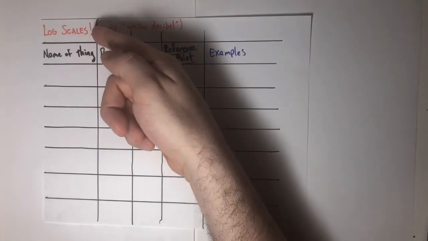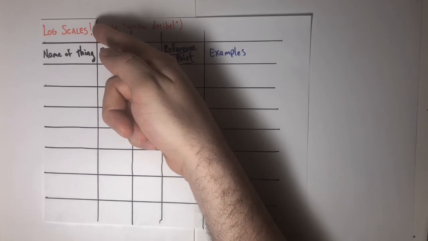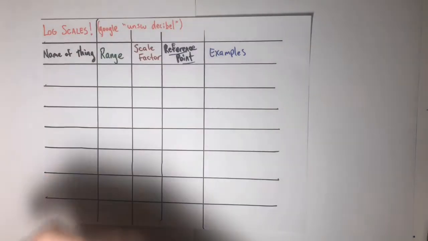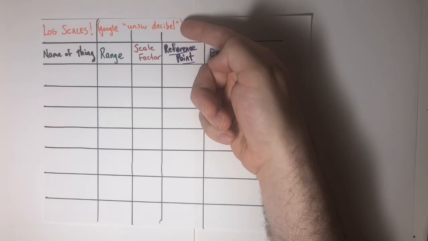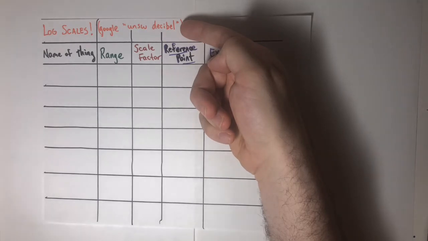The main thing to know about log scales is that they're suited to the fact that humans are good at distinguishing between things that are really different from each other, but not so good at distinguishing things that are close to each other. If you'd like to see an interesting example of this, Google UNSW decibel, and you can find a really interesting page on sound loudness. On this page, it plays several sound files to show you that you can tell easily when the difference between two sound loudnesses is big, but you can't tell very easily when the sound difference is not very big. That's why the decibel scale is an example of a logarithmic scale.